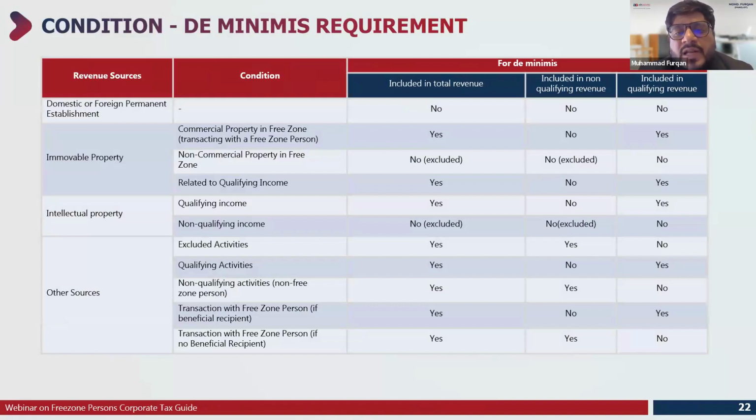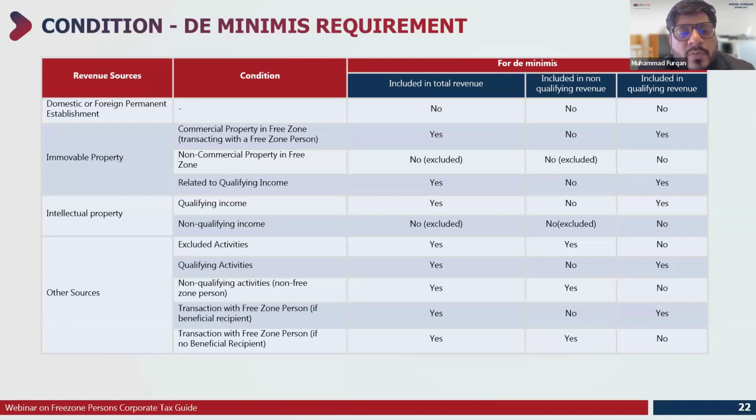So this table summarizes the total de minimis rules for calculation of total revenue and non-qualifying revenue. We have also added an extra column at the last, which is qualifying revenue. But we only need to calculate total revenue and non-qualifying revenue to assess the percentage of de minimis requirement. So for domestic or foreign permanent establishment, any revenue will not be included in total revenue, and likewise, this will not also be included in non-qualifying revenue.